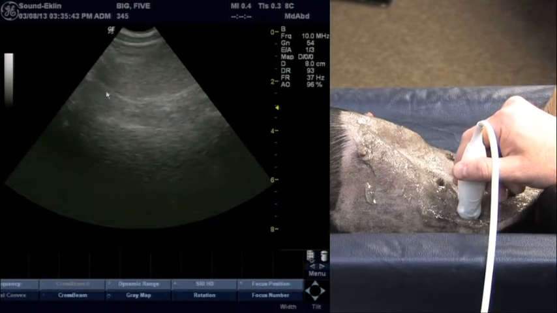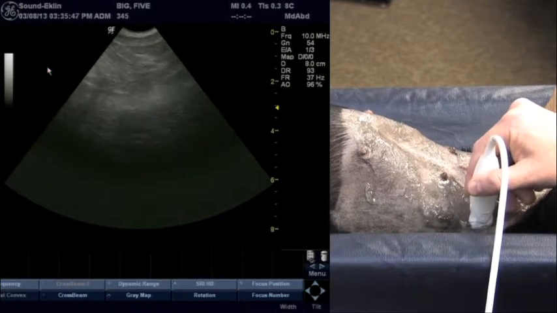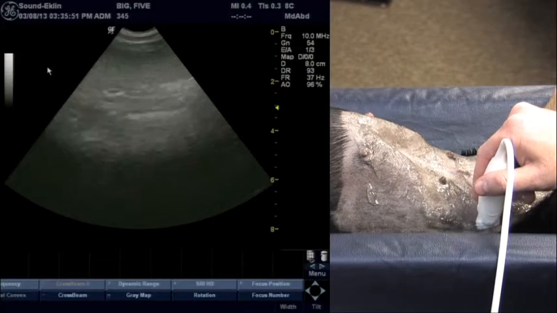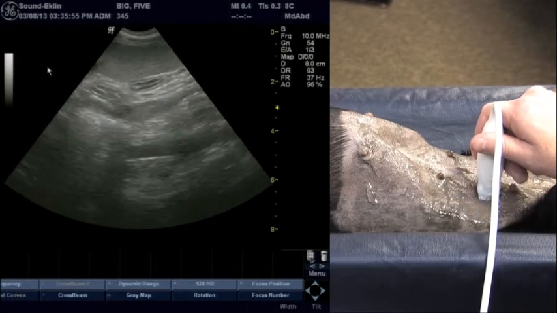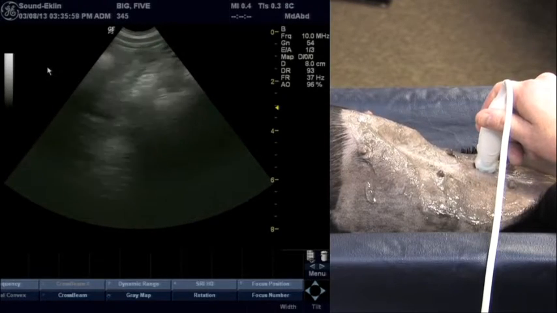And we're going to continue to come all the way over to the right side until it looks like we run out of spleen, which we've still got plenty of spleen here. Now we're running out of spleen, and you can see I'm way over to the right body wall. At this point, I'm going to slide just a little bit caudal, and I'm going to repeat that motion towards the left body wall, evaluating a little bit different portion of that spleen.